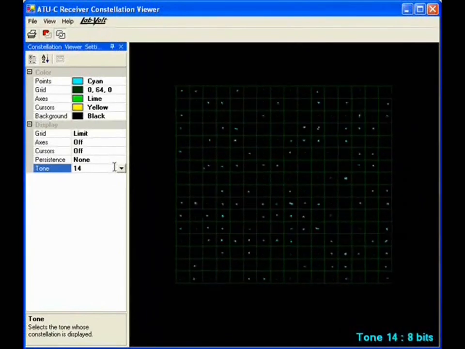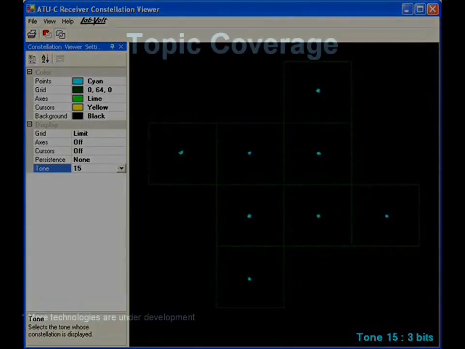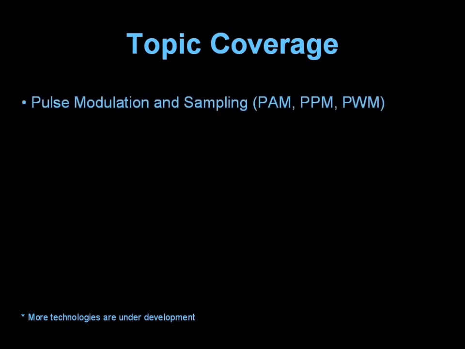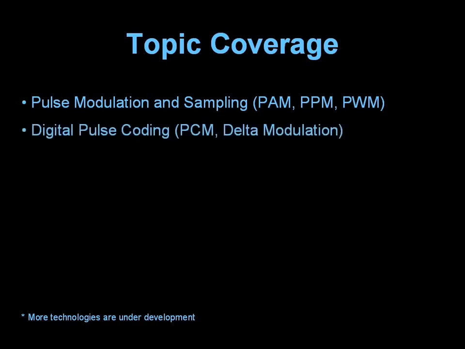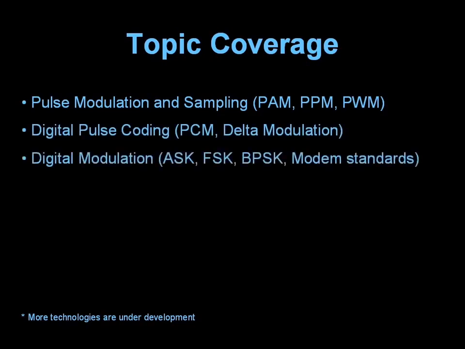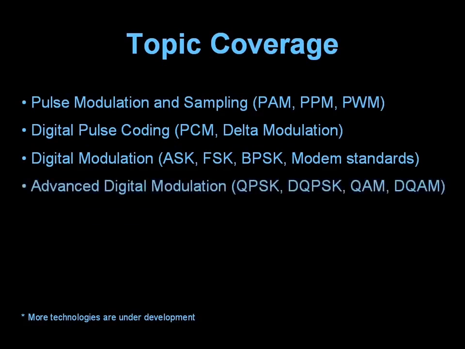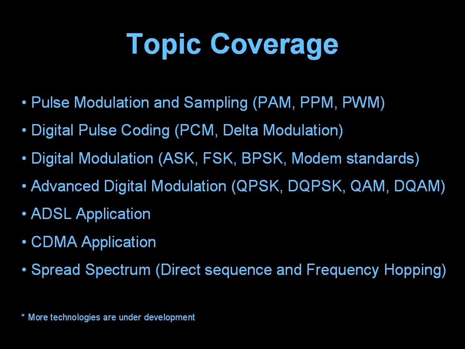The Communications Technologies Training System covers basic types of digital modulation, demodulation technologies such as pulse amplitude, pulse width, and pulse position modulation, pulse code and delta modulation, amplitude, frequency, and binary phase shift keying along with modem standards. This training system also allows the study of spectrally efficient technologies such as QPSK, QAM, ADSL, and CDMA.